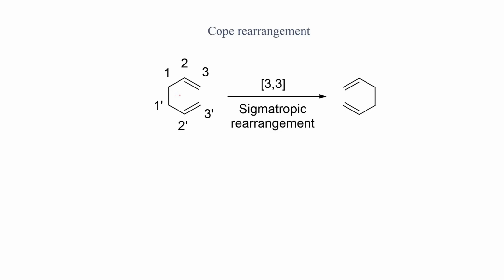Normally in a system with two double bonds, we have to start the numbering like this: 1, 2, 3, and 1 prime, 2 prime, 3 prime. If this type of relationship is there, then there will be a possibility of one sigma bond breaking and a new bond will form between 3 and 3 prime. So the product will be like this. Basically no change in this case. This is a normal sigmatropic rearrangement observed, which is basically the Cope rearrangement.